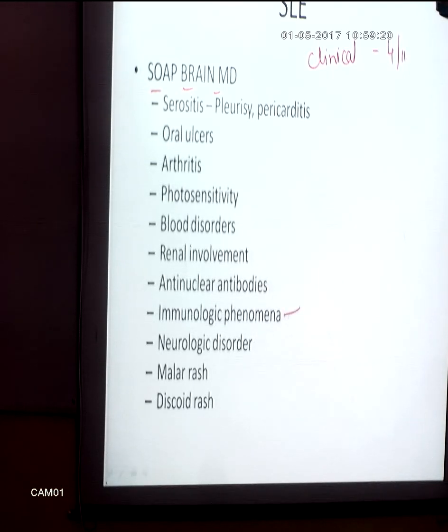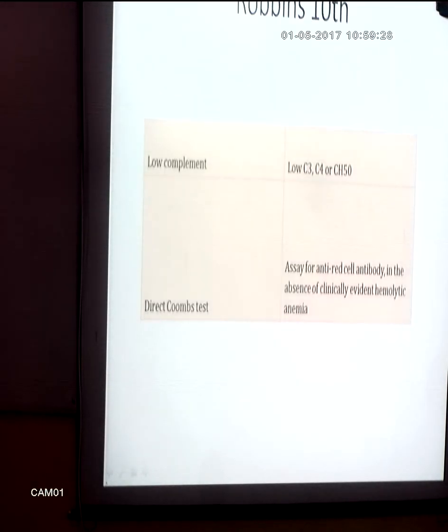In the immunological phenomenon, they have added two more extra criteria. This is new. What are they? They are low complement level, low C3, low C4 or CH50, a test done to detect complement levels. Or a positive direct Coombs test. Look here, the beauty is this: a positive direct Coombs test in the absence of clinically evident hemolytic anemia. That is the catch.